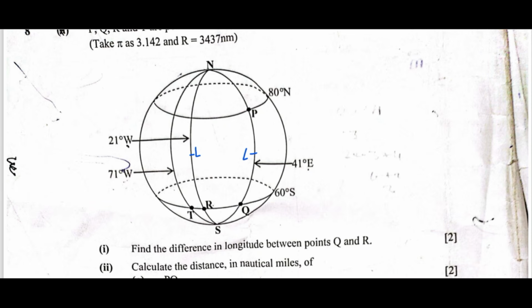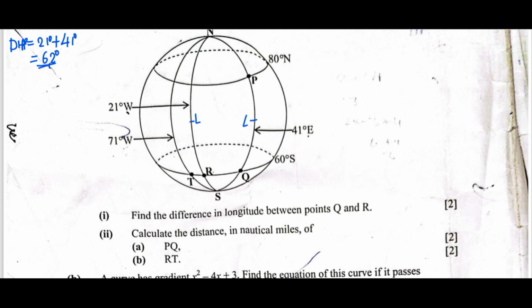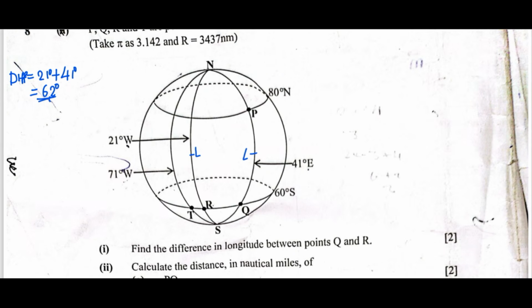So to find the difference between longitude, where we have one longitude on the west and the other on the east, we are supposed to add. So the difference will be 21 plus 41. So if we add 21 plus 41, this will give us 62 degrees. So this is our final answer for this question. Now let's look at the next part: calculate the distance in nautical miles of the first one, PQ. So let's look at PQ.